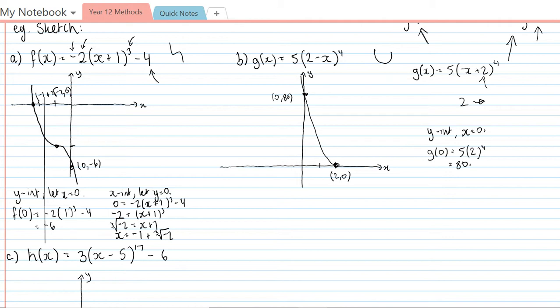Luckily we don't have to have the same scale on both axes, but our scale does need to be consistent on each of the axes. So there's the graph. Smashed it.